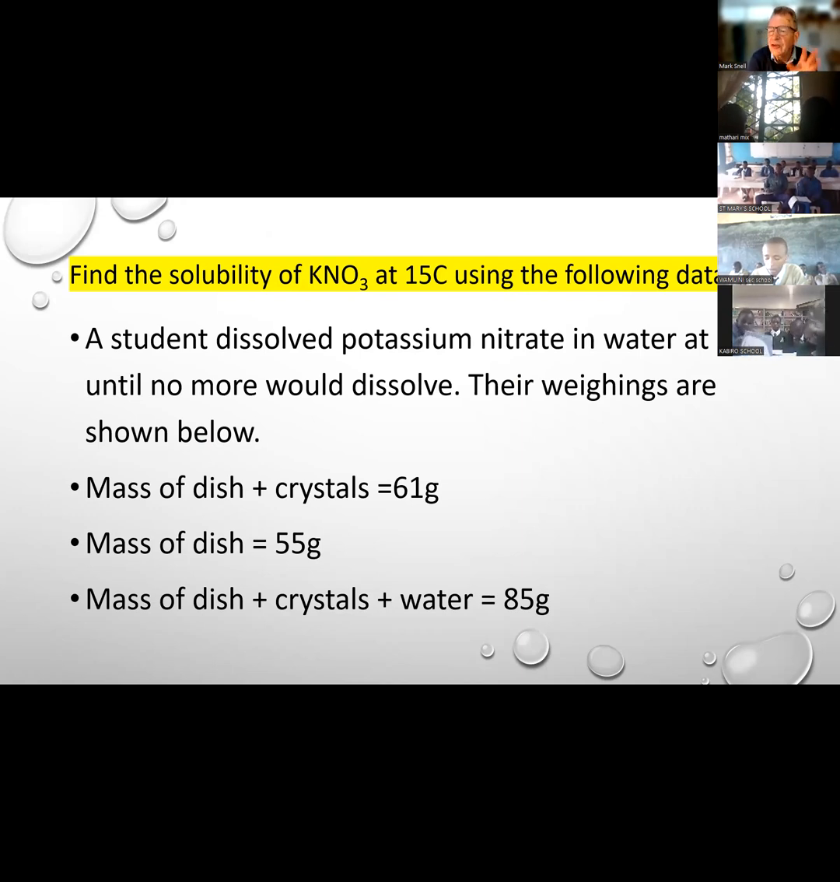And then when they had added it all to water, they added the dish so that there are no crystals stuck on the dish. Okay, so you take your water, you add the dish as well to make sure you have washed it all off. So here are the details. The mass of the dish and the crystals is 61. The mass of the dish is 55, and the mass of the dish and the crystals and the water, in other words, the solution, is 85.